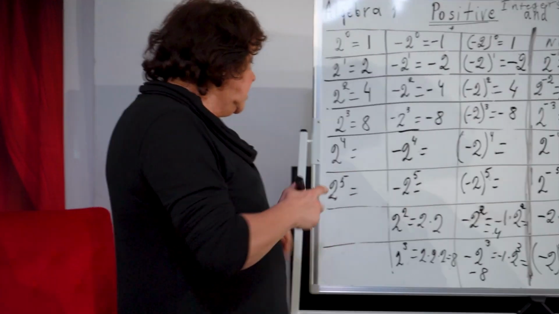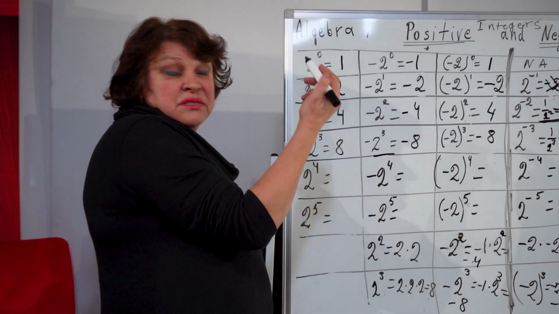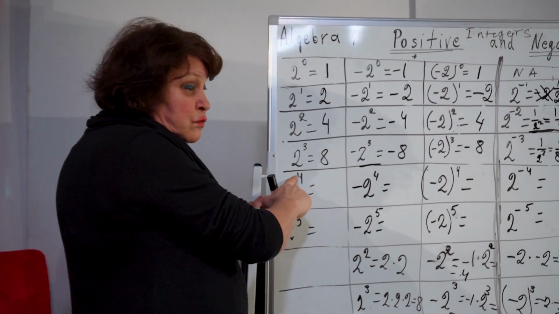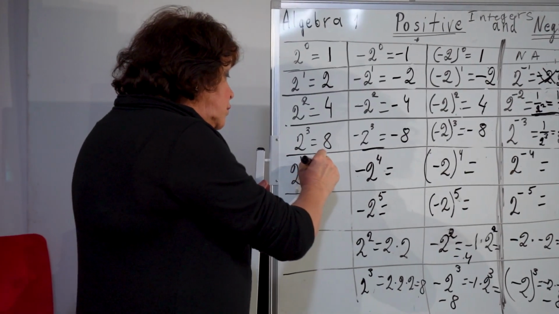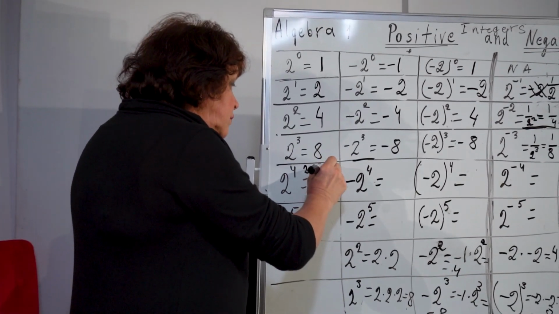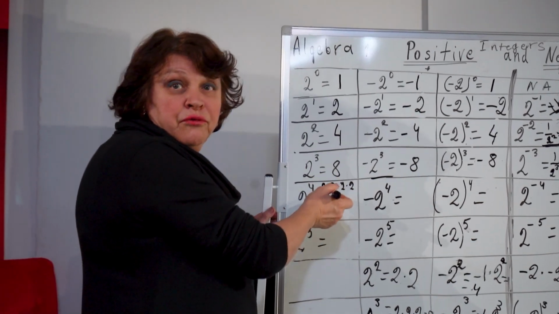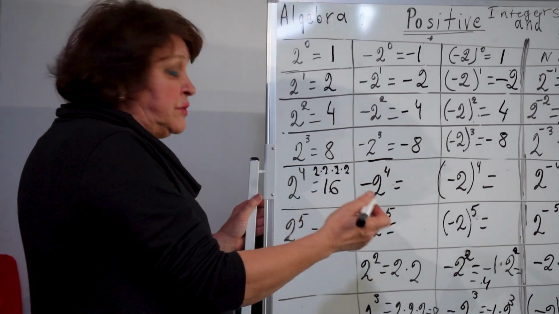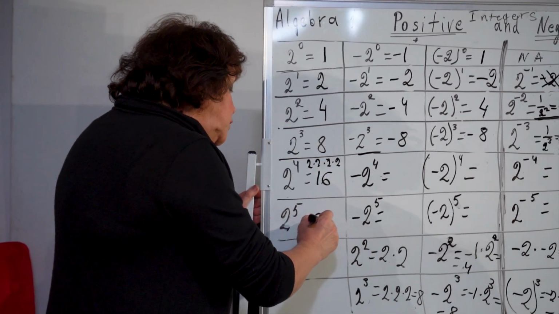Let's do the solution here. Both numbers are positive, the answer is going to be positive, but what does it mean? 2 to the power of 4. It means 2 times 2 times 2 times 2, which is going to be 4 times 4, 16. And easy here, then 16 times 2, which is going to give you 32.